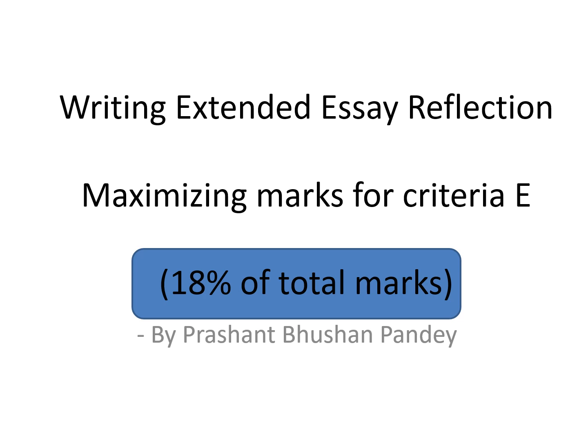Now, criterion E is worth 6 marks out of 34, independent of the extended essay. Very important. It's 18% of total marks. So this can actually push your grade by a level. A C can become a B, a D can become a C, depending on whether you score well in criterion E. It's completely independent of what you're writing in your extended essay. So let's understand what things you need to keep in mind to write this extended essay reflection.